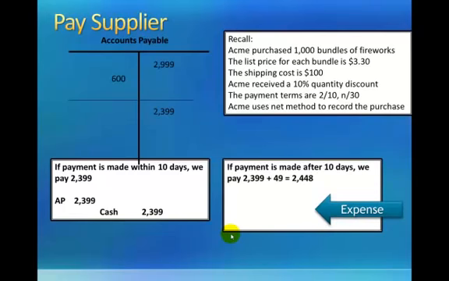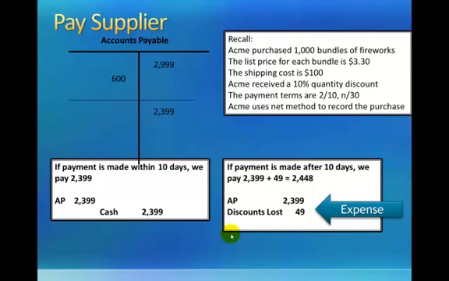If we pay after 10 days, then we have to pay an extra $49, which represents the lost discount on this unpaid balance. That means that we have to credit cash for $24.48, but we can only debit accounts payable for $23.99 because that's the balance that's in accounts payable related to this transaction. So we'll debit accounts payable $23.99, but we also need another debit of $49 for the discount.